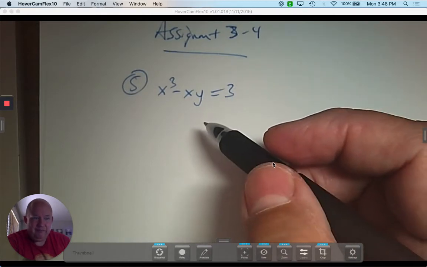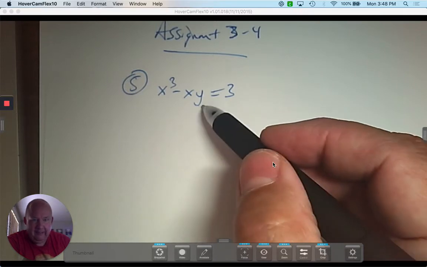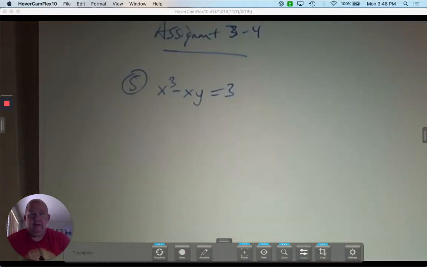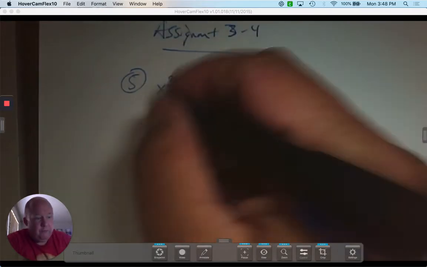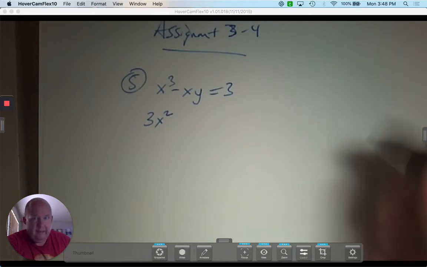With respect to x, all that means is that when you take the derivative and it has a y in it, it needs the hook, y prime, when you go through it. All right, here we go. The derivative of x cubed is 3x squared. All good, no y in there.